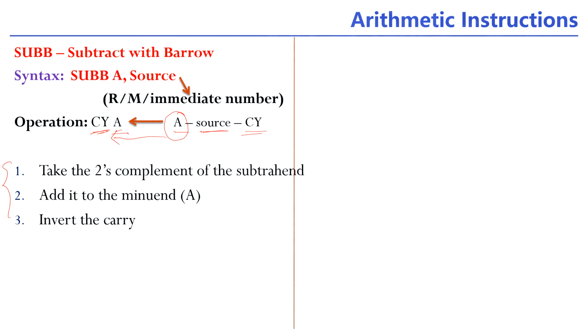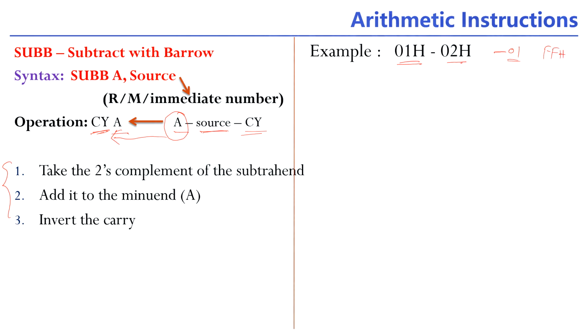So let us take a simple example. We need to subtract 2 from 1, that is 1 minus 2. Obviously the result is minus 1. In hexadecimal it is represented as FFH.